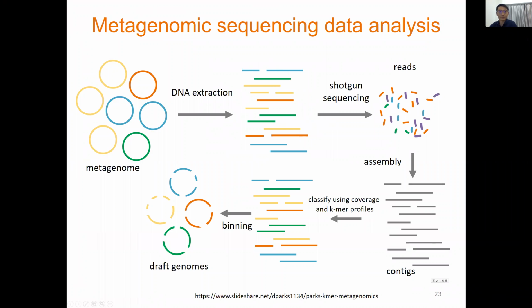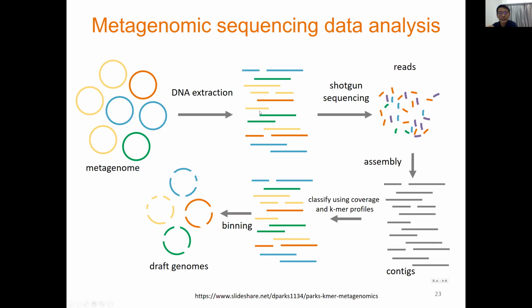For this slide, after assembly, we get a lot of long sequences. We need to use some measure to know which sequences are from one bacteria and which sequences are from another bacteria. There is a lot of information we can use.